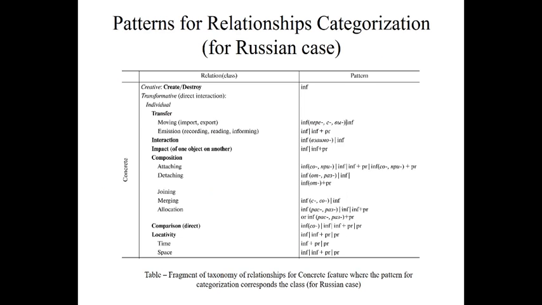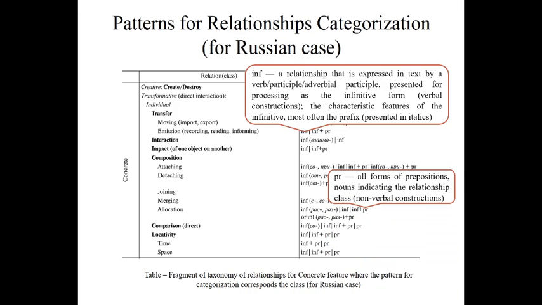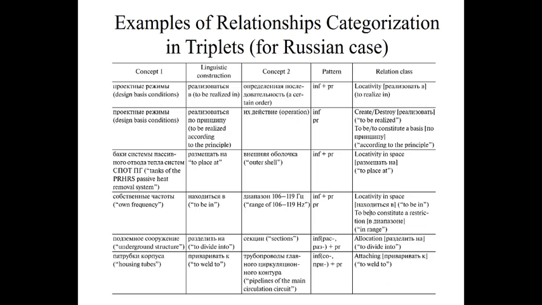We analyze linguistic constructs and build patterns. So here is the fragment of taxonomy of relationships, where the pattern for categorization corresponds to the class for Russian case. Here are examples of relationships categorization in triplets for Russian case.